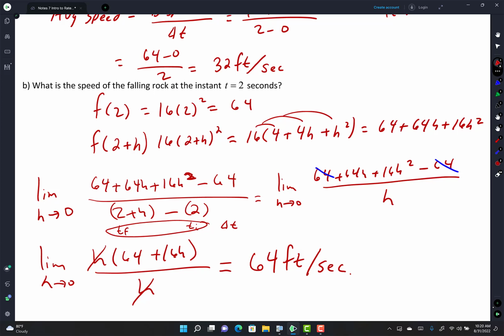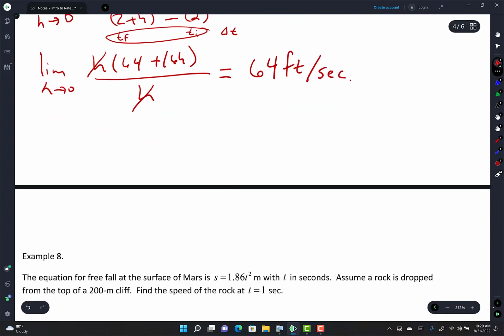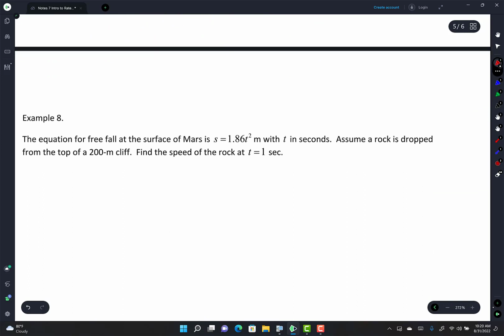So on the line where we have the 2 plus h minus 2, we just subtract the 2 from that 2 and that 2 zeroes out. Are we okay so far, guys? Check it out.